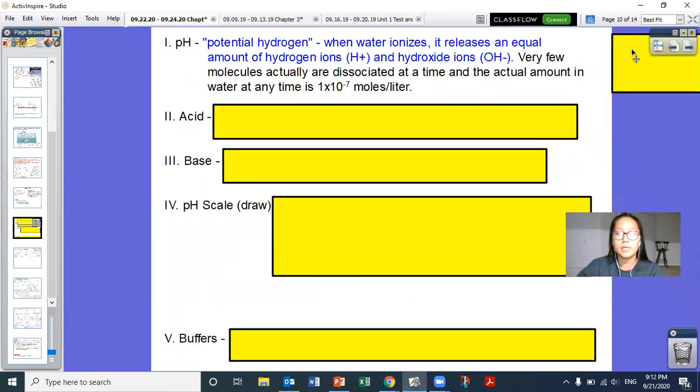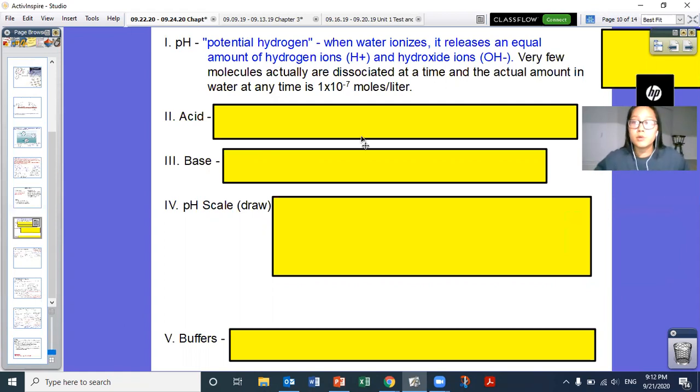All right, so pH. pH stands for potential hydrogen. And so when water ionizes, it releases an equal amount of hydrogen ions and hydroxide ions. So actually very few molecules are ever ionized or dissociated at a time. And the amount in water at any time is 1 times 10 to the negative 7 moles per liter, which is a really low concentration. That's like 1 over 10 million. So that's a very low number.